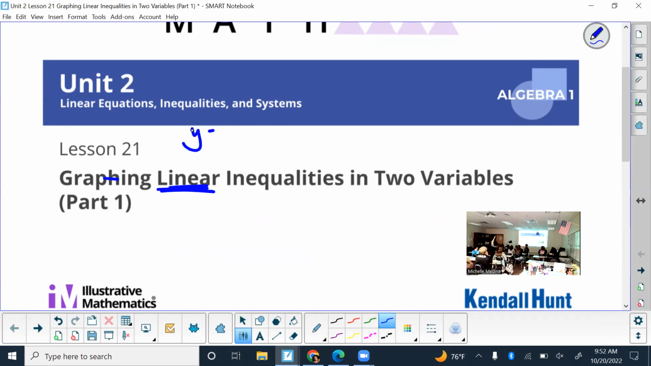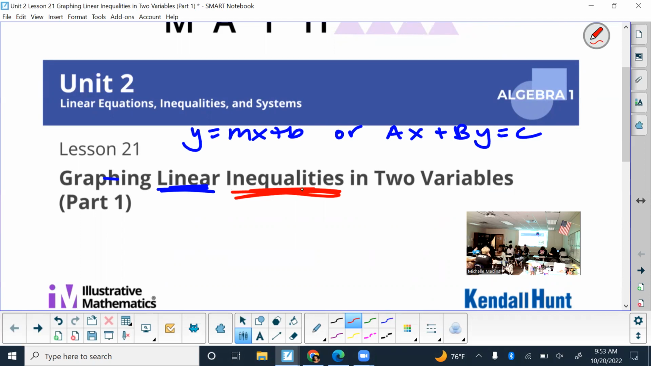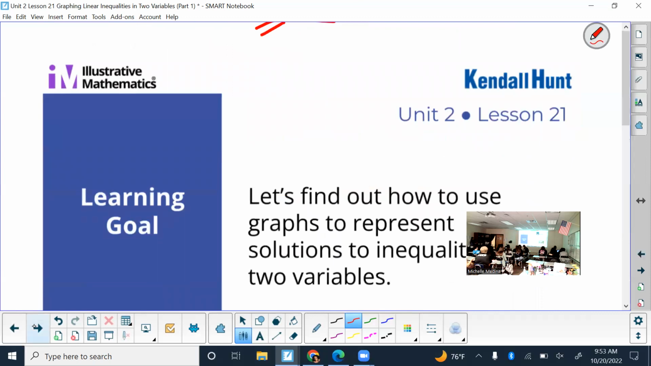Hey, y equals mx plus b, good. Or the standard form. All right, both of those forms make your linear equation. So now it's linear inequalities that we'll be graphing. So inequalities are basically the opposite of what? Equation. So what are my inequality symbols? Greater than is one of them. Less than. Greater than or equal to, and good. So that's what we're doing basically. Now instead of it being an equation, it's going to have one of these symbols. And we're going to have 2 variables.